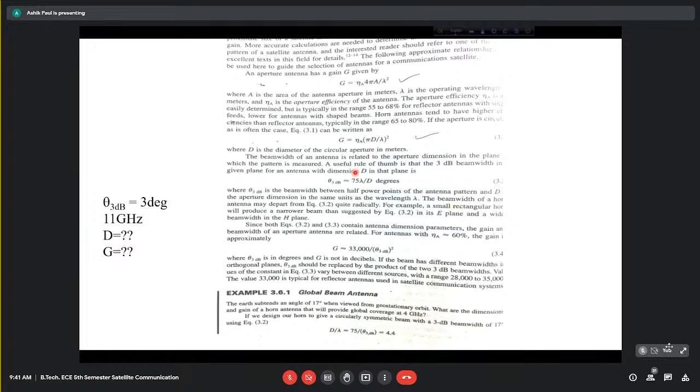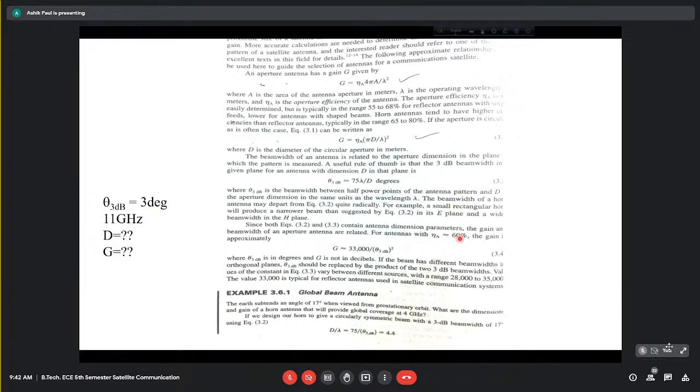Now, the beam width of an antenna, which is usually given in terms of the 3 dB value, the 3 dB beam width in a particular plane, is related with the wavelength and the diameter of the antenna through a relation like this. That is, theta 3 dB is 75 lambda by D degrees, and this theta 3 dB is the beam width between the half power points. That by definition is what is known as the 3 dB beam width. Using this kind of a relation, if we put these equations together, which contain the antenna dimension parameters, then we could also write that for antennas with typical aperture efficiency of 60%.